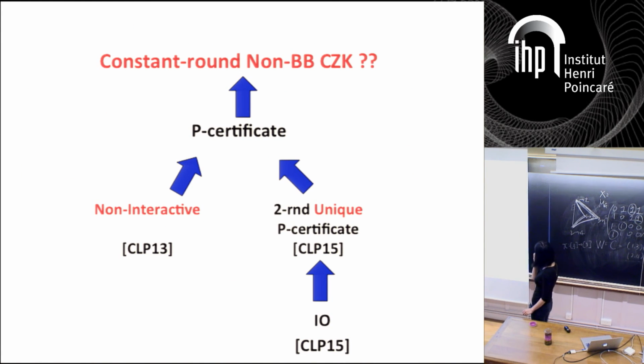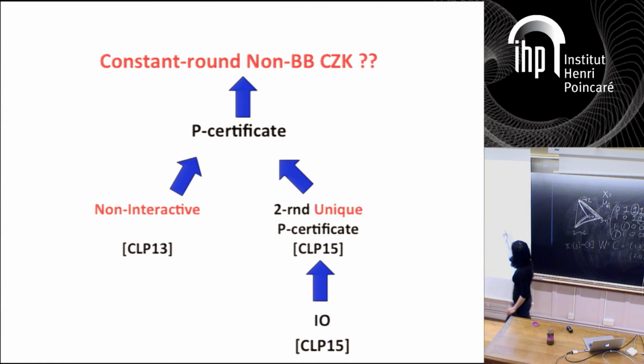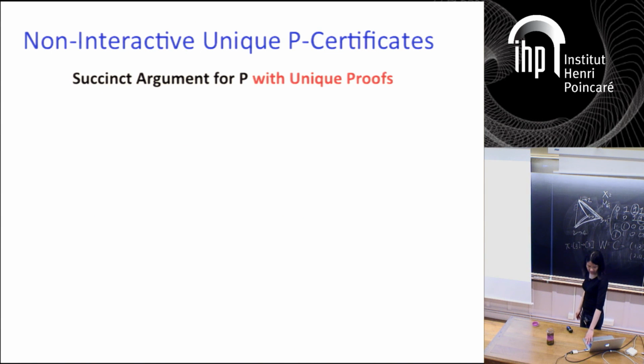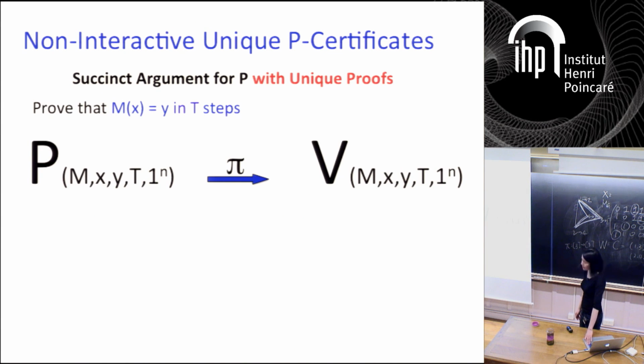So the best we know so far are using a tool which we call p-certificate. Okay? What is a p-certificate? Very roughly, there are different variants of it, and we can use them to all construct concurrent zero knowledge. And specifically, in one branch, if you allow the p-certificate to be two-round and unique, we can actually implement it using indistinguishability obfuscation. Okay, so very briefly, what is a p-certificate?